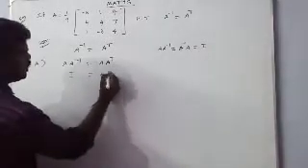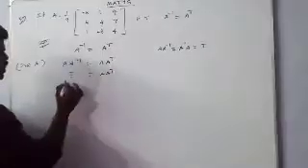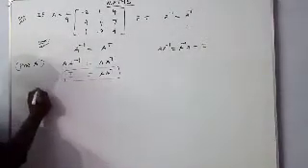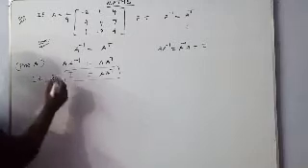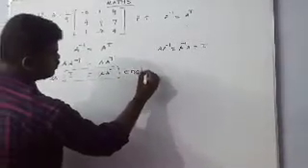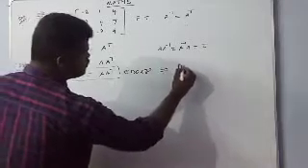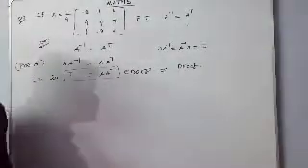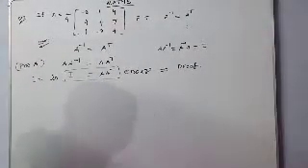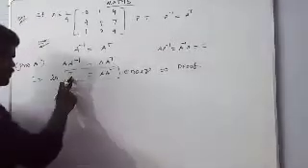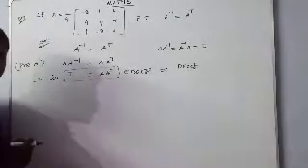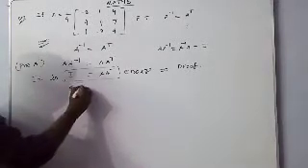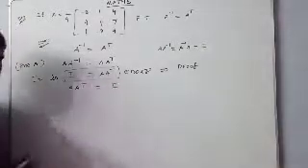Now we have to apply A into A inverse equals I. Here A transpose. So what we have to prove? It is enough to prove that A into A transpose equals I. So first of all, we have to multiply A into A transpose, and we can write the result equals I.